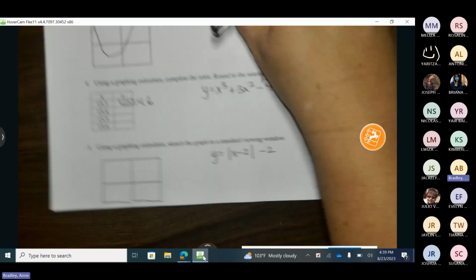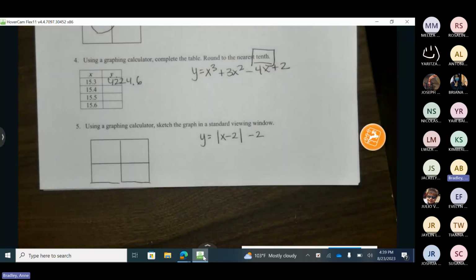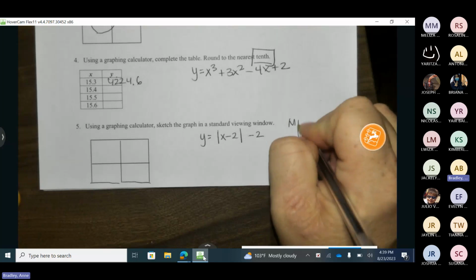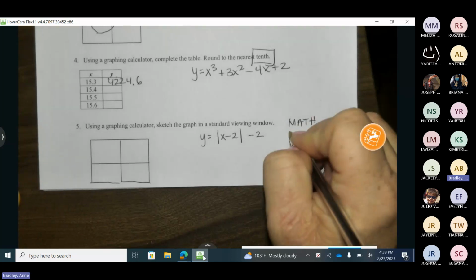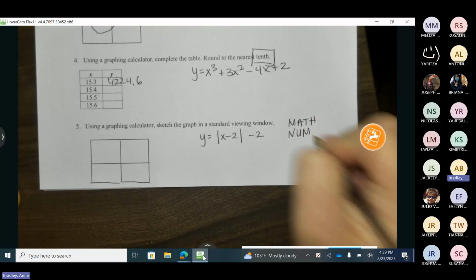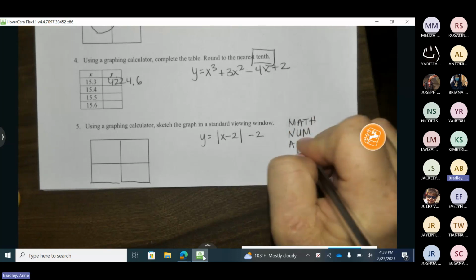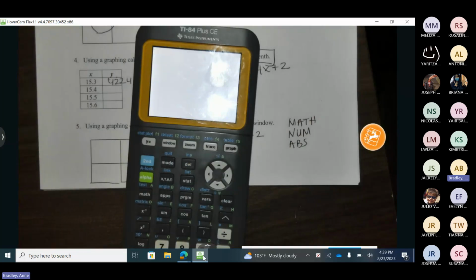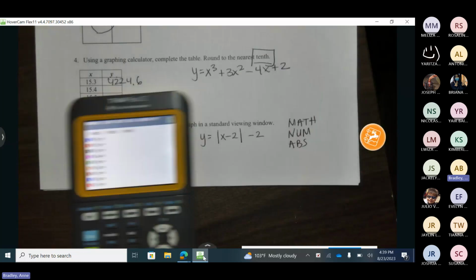Now, this was a problem that a lot of students just didn't know technically how to write this symbol, this absolute value symbol. To do that, there are three keystrokes. You're going to find the button that says math. You're going to scroll across the top to where it says NUM for number, and then you're going to select ABS for absolute value.